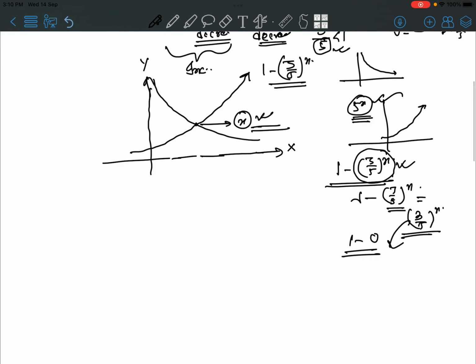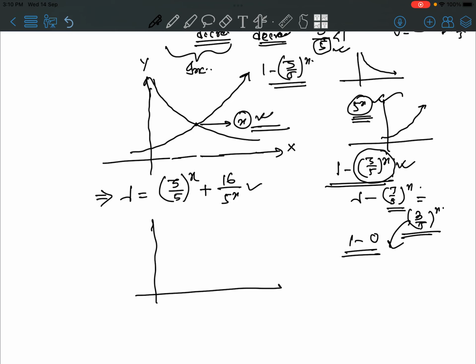So how are we going to solve it? We rearrange the equation to get 1 equals 3 by 5 whole to the power x plus 16 by 5 to the power x. So on the right hand side we get 3 by 5 whole to the power x plus 16 divided by 5 to the power x. Again we will put this function on a graph, y against the x axis.